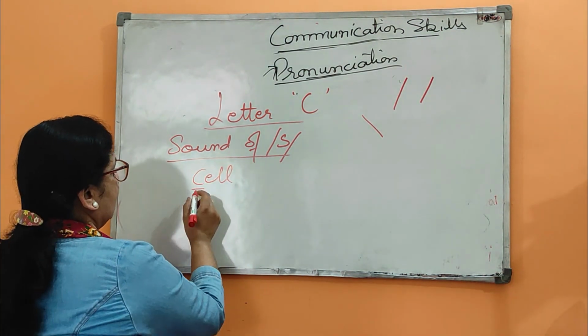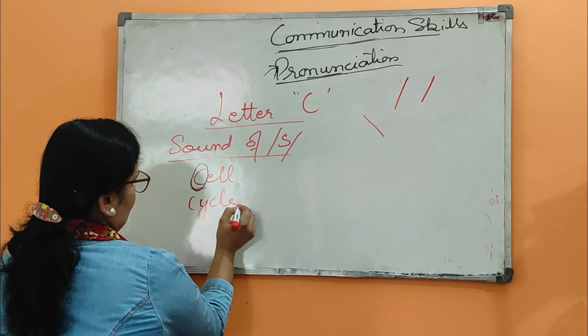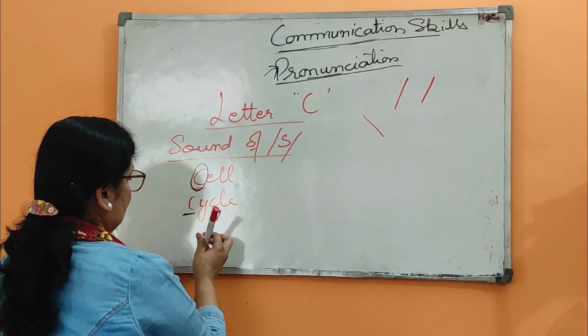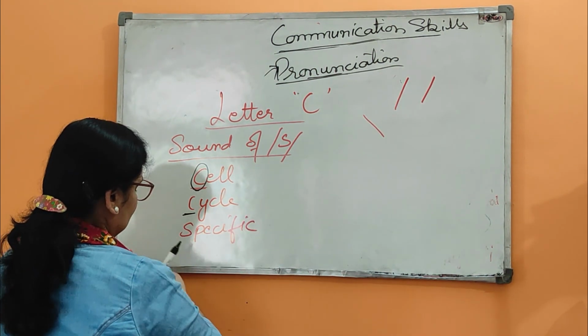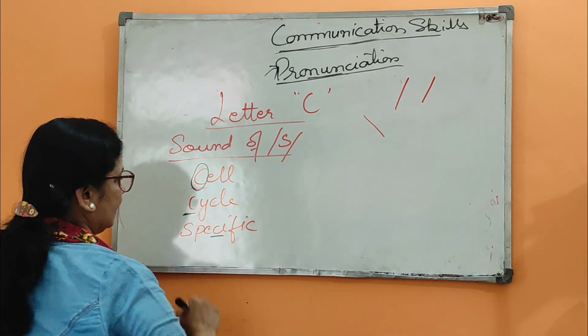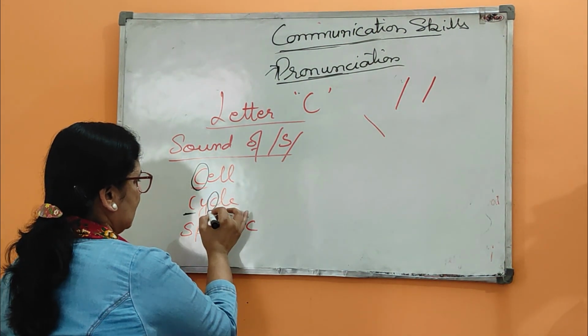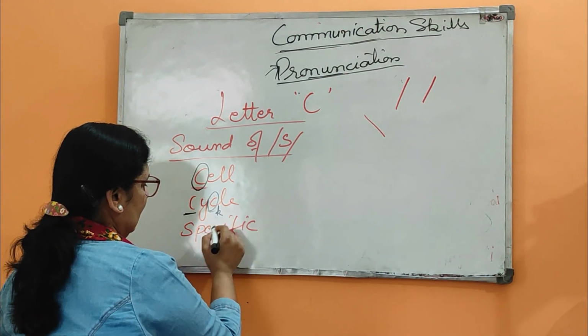This is cell. Cell, you pronounce it as cell. Cycle, again S. And one more example, specific. Again the sound of C is S. You must have noticed there is one more C here, but the sound is not S. Cycle, here the sound is K.